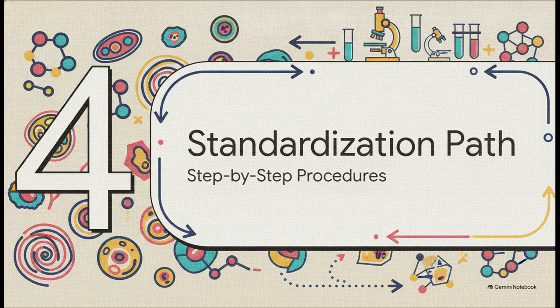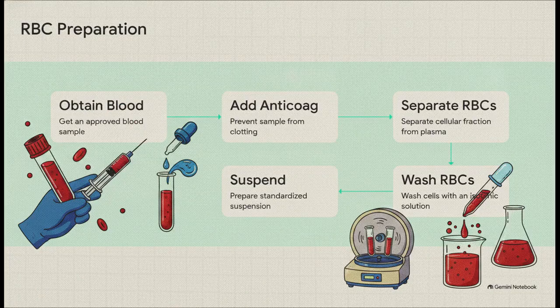Which brings us to part 4, the path to standardization. This is where theory becomes hands-on laboratory practice. Let's walk through the red blood cell workflow step by step. It kicks off with an approved blood sample and a quick dose of anticoagulant so it doesn't clot. The cellular fraction is then carefully separated from the plasma, usually with a centrifuge.